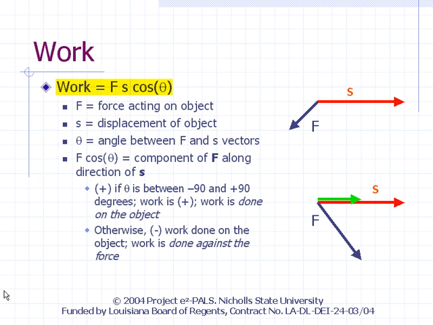What if theta is not between negative 90 and positive 90 degrees? In this case, cosine theta is negative. This means that the component of the force vector along the direction of motion is pointing in the negative direction, as shown here by the green arrow. We could say that the force is pulling back on the object as it is moving forward. In this case, work is negative. When the force is doing negative work, we can also say that the object is doing work against the force.